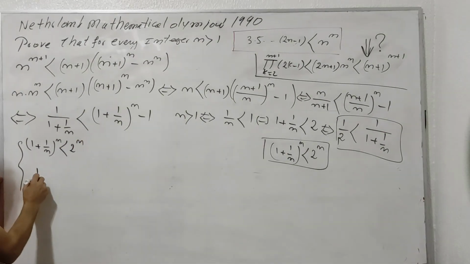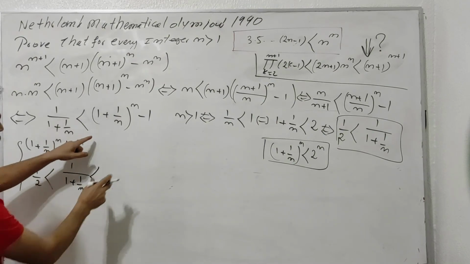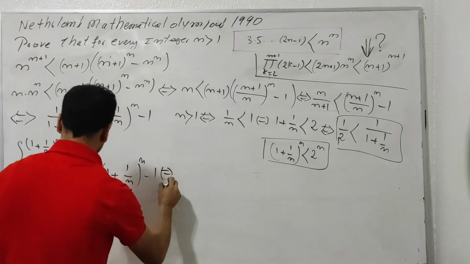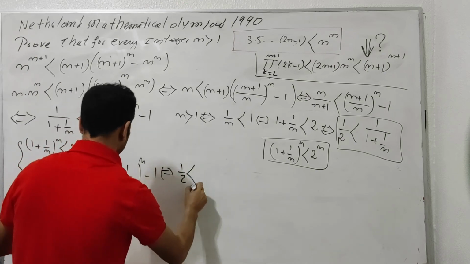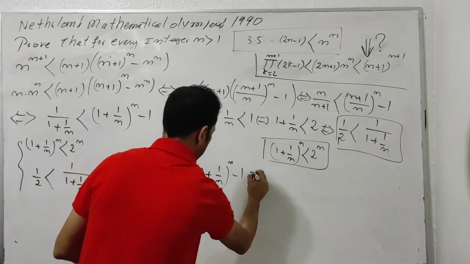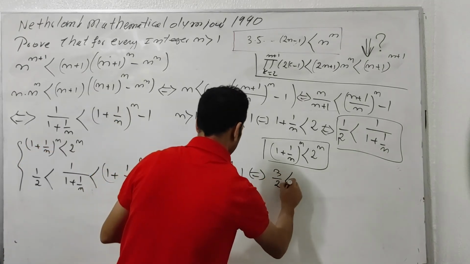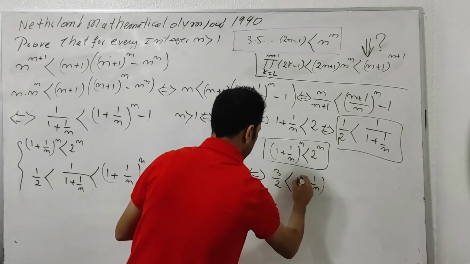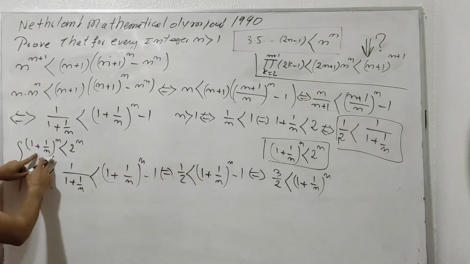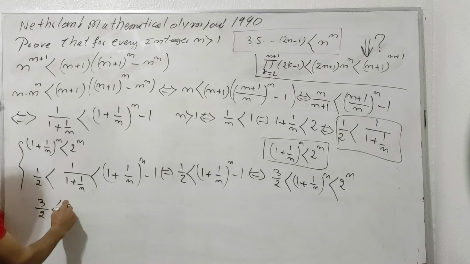Also, I have 1 over 2 is strictly inferior to 1 over (1 plus 1 over n), which is strictly inferior to this term, (1 plus 1 over n) to the n, minus 1. Equivalently, 1 over 2 is strictly inferior to (1 plus 1 over n) to the n, minus 1. I'm going to bring this one to the left hand side, so I will have 3 over 2 is strictly inferior to (1 plus 1 over n) to the n. As we have here also, this term is strictly inferior to 2 to the n. Now I have 3 over 2 is strictly inferior to 2 to the n.